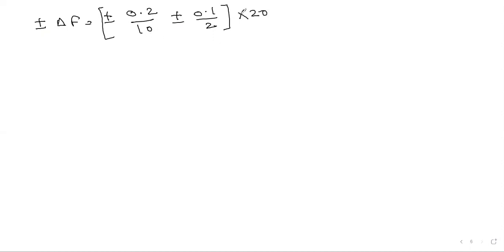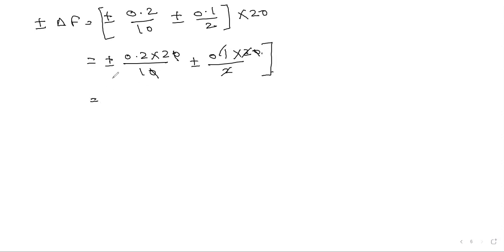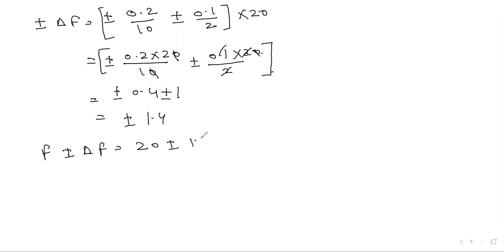तो या तो आप इसे यहीं पे सॉल्व कर लो, नहीं तो काम करो 20 को अंदर मल्टीप्लाई करो। Plus minus 0.1 into 20 upon 2. Am I clear in my words? 0 से 0 गया, ये पॉइंट से ये 0 गया, ये 2 से ये 2। How much you are having here? Plus minus 0.4 plus 1. It means plus minus 1.4. Is this clear? Yes, sir. तो F plus minus delta F equal to 20 plus minus 1.4 Newton.